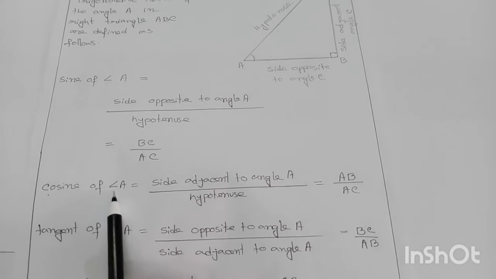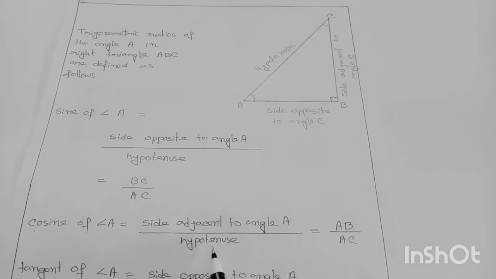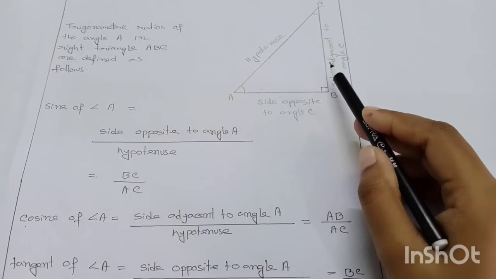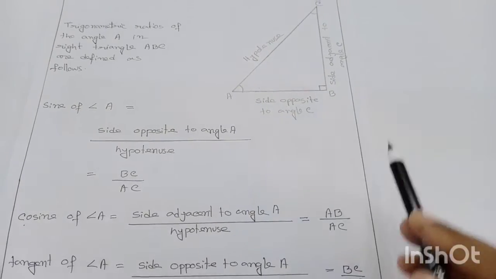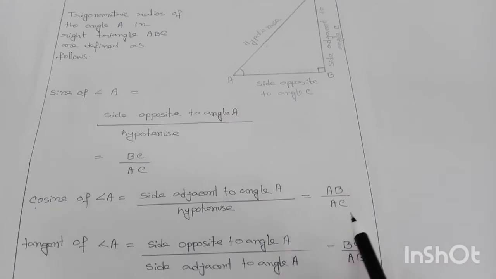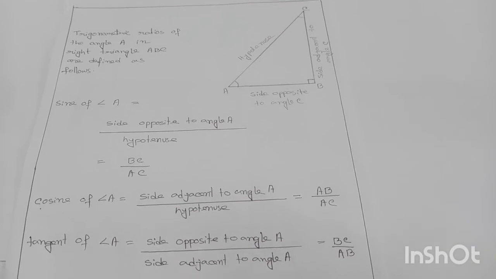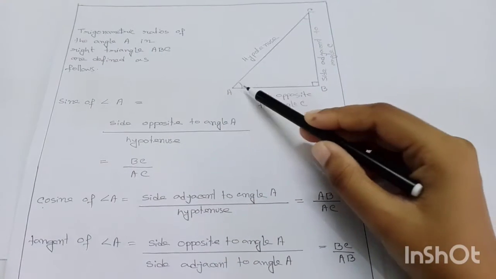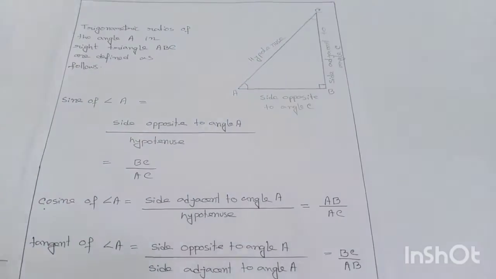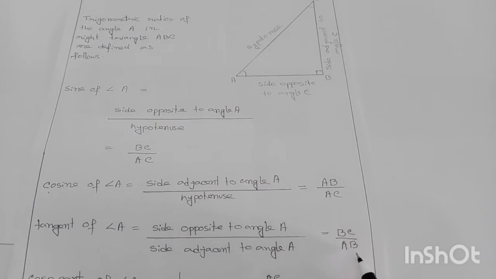Next, cosine of A. Cosine of A equals side adjacent to angle A by hypotenuse. Side adjacent to angle A is AB, right? So AB by hypotenuse, hypotenuse AC. Next, tangent of angle A equals side opposite to angle A by side adjacent to angle A. This is the angle A. So side opposite to angle A is BC, and side adjacent to angle A is AB. So it is written BC by AB.